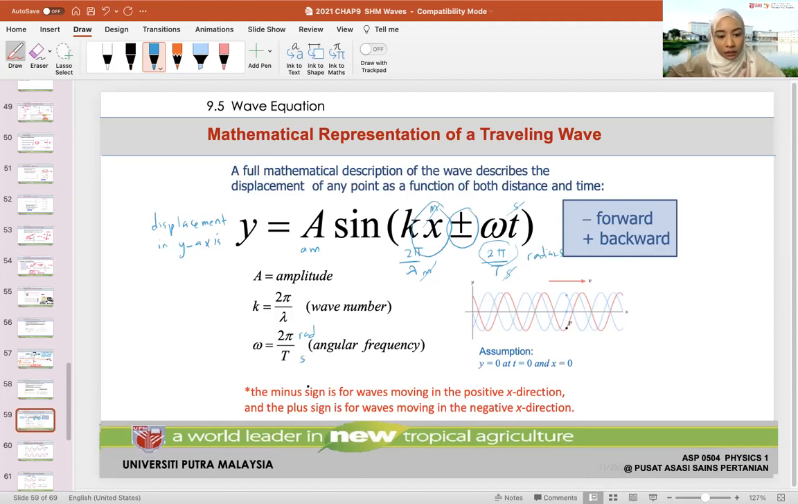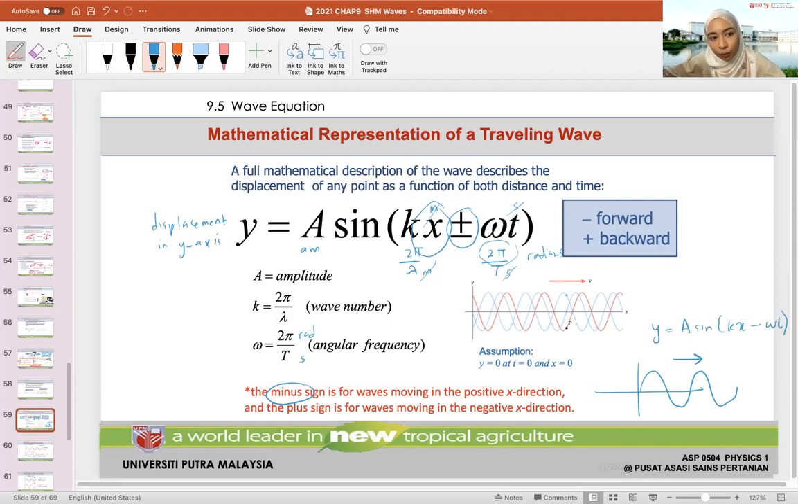Oh, ada kat sini. The minus sign is for waves moving in the positive X direction. So this is your wave, it's moving to the right. So you are going to say that this guy has the minus sign. So equation dia adalah A sine KX minus omega T. Walaupun dia gerak ke kanan, you use the minus sign. Dia terbalik eh. And then if your wave is moving to the left, this is your axis, it is moving this way, your equation becomes y equals A sine KX plus omega T. Doesn't really make sense, but dia memang terbalik. Okay, so that is the sign convention for waves.